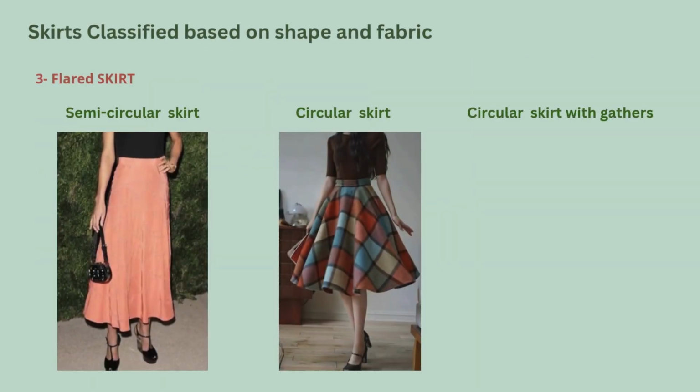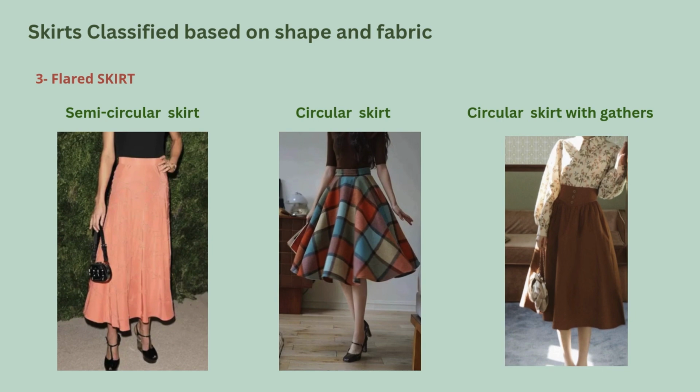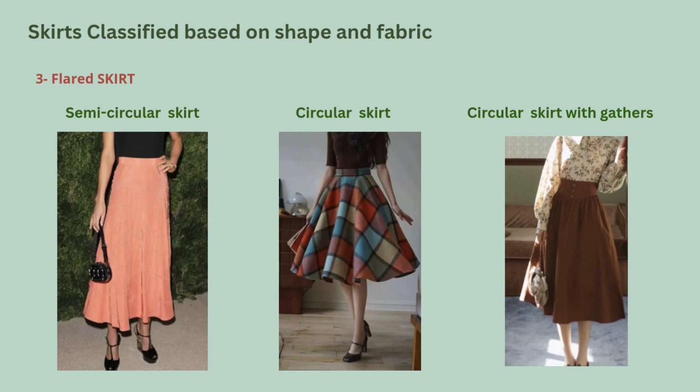Here you can see some examples of flared skirt. The first image, as you see, the volume at bottom of a skirt is not too much, so we can guess that this was a half circle. It was not a full circle. But the second skirt, as you see, it's very voluminous at bottom, which shows it is cut on a full circle. And the last skirt is a full circle, plus there are some gathers below the waistband.